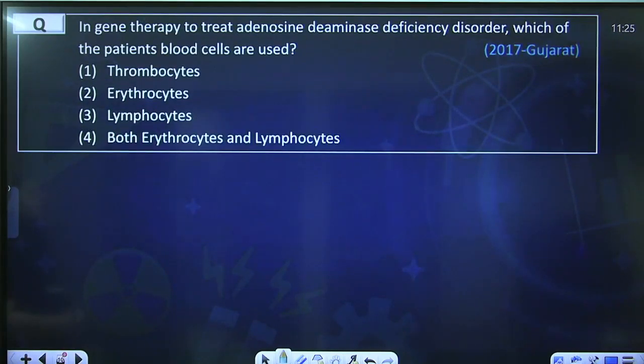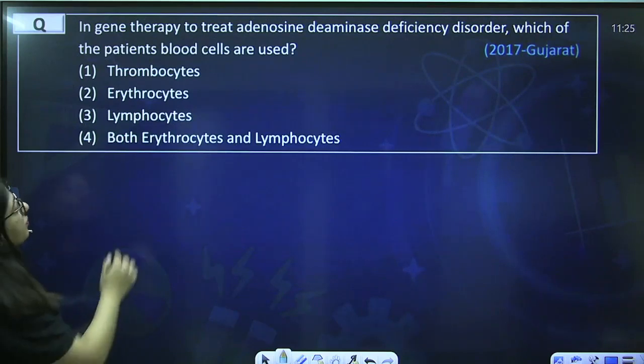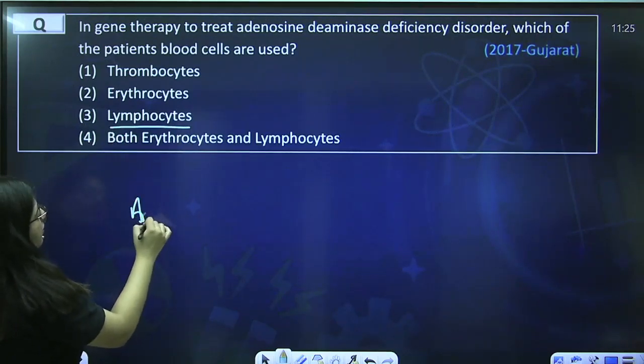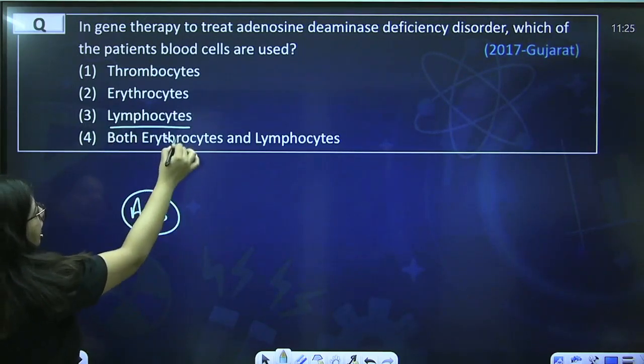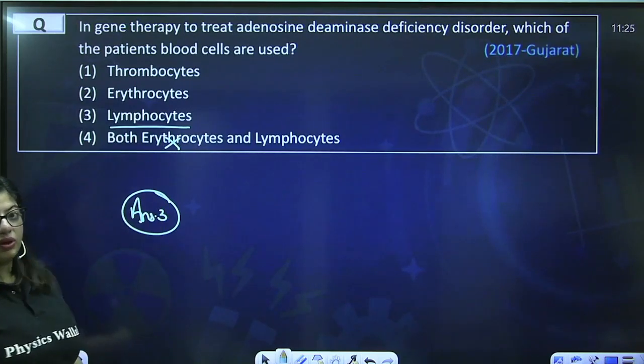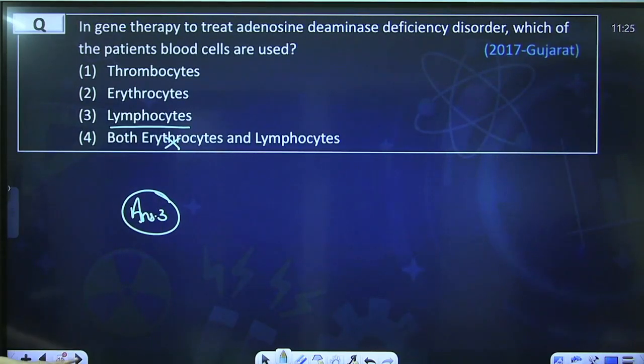In gene therapy to treat adenosine deaminase deficiency disorder, which of the patient's blood cells are used? So which cells have we used? We have used lymphocytes because they are responsible for the immune response. Erythrocytes have no role in the immune response.